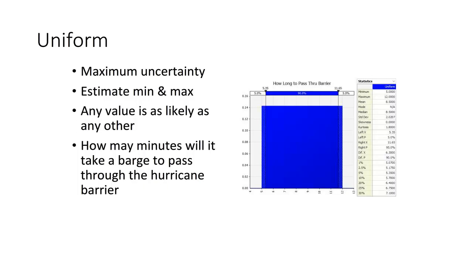So when we talk about how many minutes will it take a barge to pass through the hurricane barrier, we're saying it's between 5 and 12. And if you're asking, do we know anything else? The answer is no. That's all we know. And so this distribution comes up frequently when you're dealing in situations where you have no collected data.